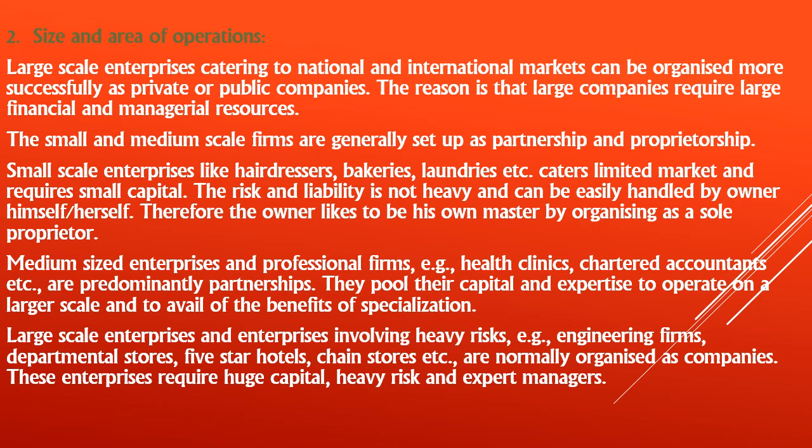Large scale enterprises involving heavy risk: engineering firms, departmental stores, five-star hotels, chain stores, etc. are normally organized as companies. These enterprises require huge capital, heavy risk and expert managers. So large scale enterprises involving heavy risk, like engineering firms, big departmental stores, big chains of stores, 5-star and 7-star hotels, are generally organized as companies because they require huge capital, involve heavy risk, and there have to be expert managers.